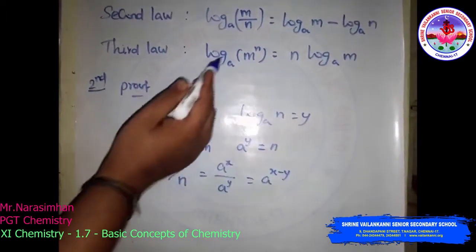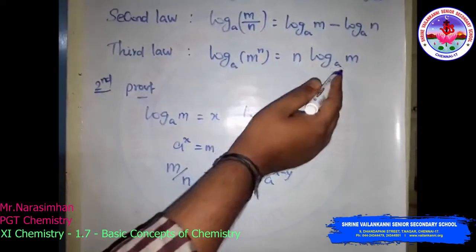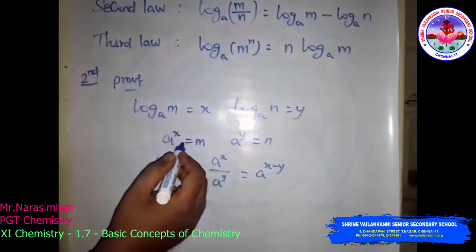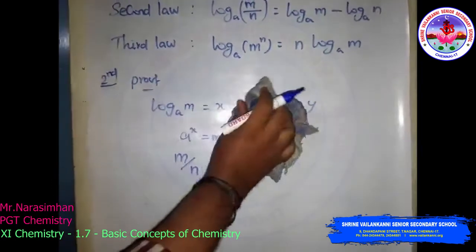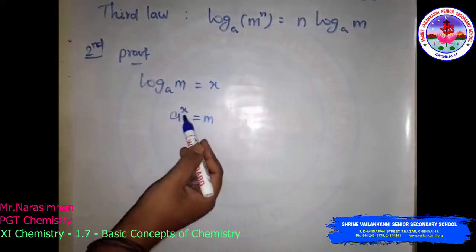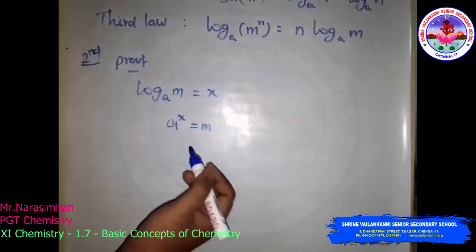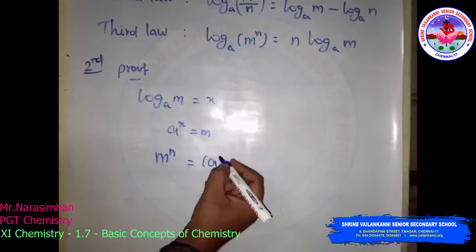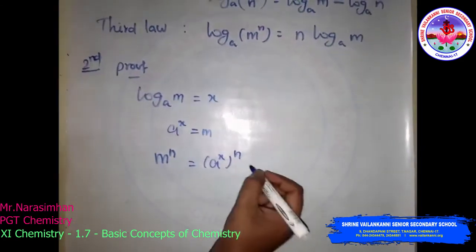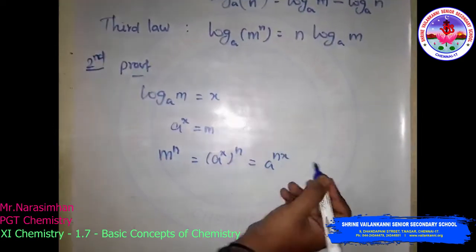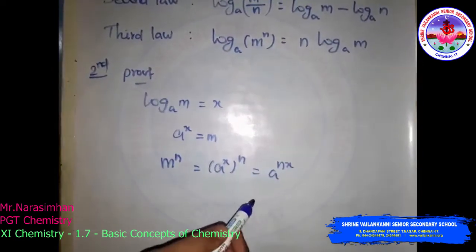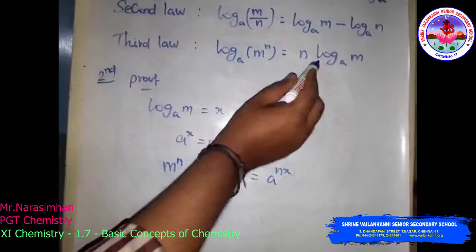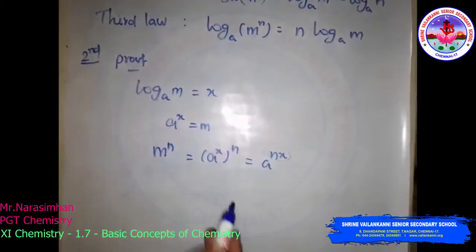And the third law is log of m power n is equal to n log m to the base a. As we already know, log of m to the base a is equal to x, that is, a power x is equal to m. So m power n is equal to a power x power n, which becomes a power nx. So log of m power n to the base a is equal to nx. And nx is n log m to the base a. So this is the rule.